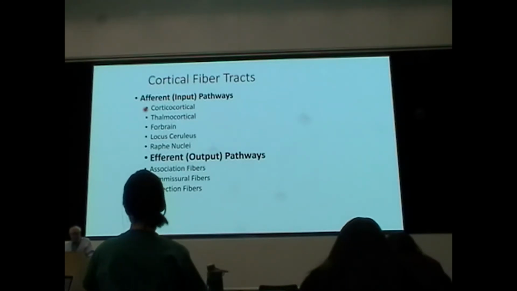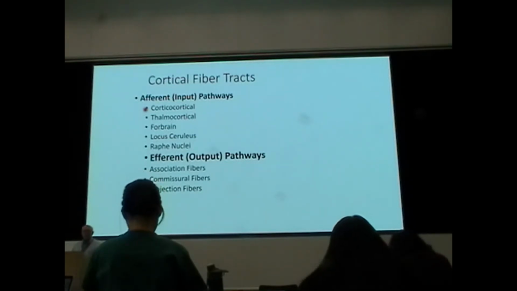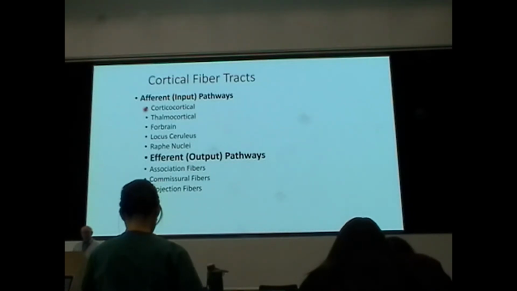Okay, efferent output. We've got three different types of efferent output. We've got association fibers. Association is memory areas. These are pathways that go from the back of the cortex to the front of the cortex, or from the front of the cortex to the back of the cortex. The commissural fibers go from the left side of the cortex to the right side, and from the right side to the left. So the corpus callosum is the largest extent of that. The next size is the anterior commissure.